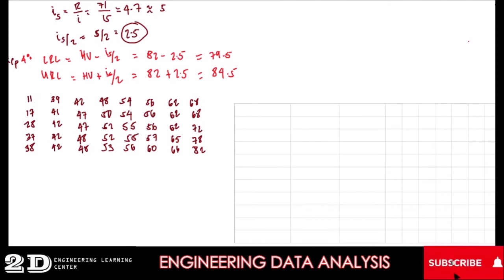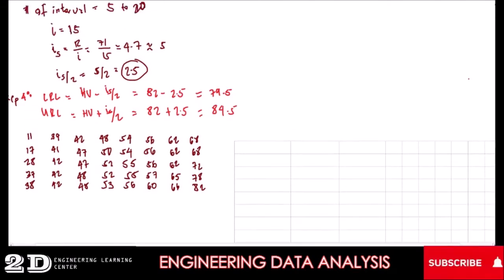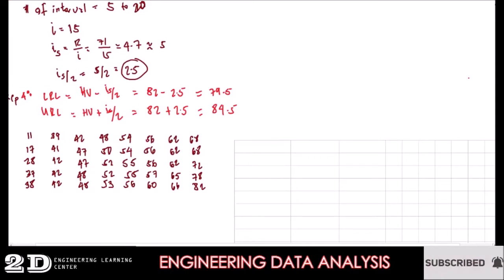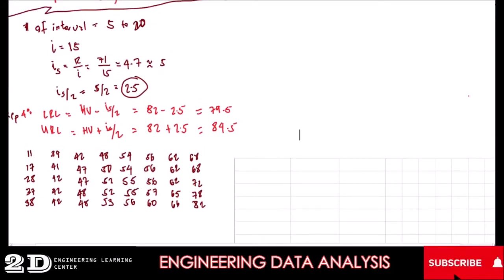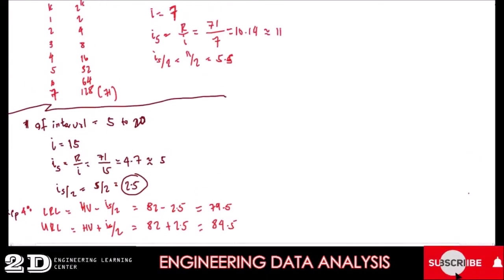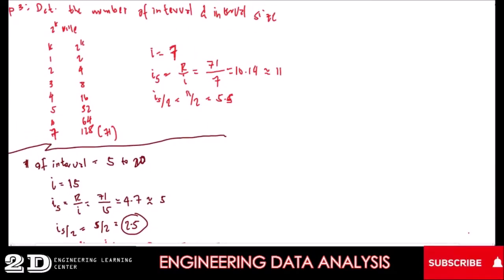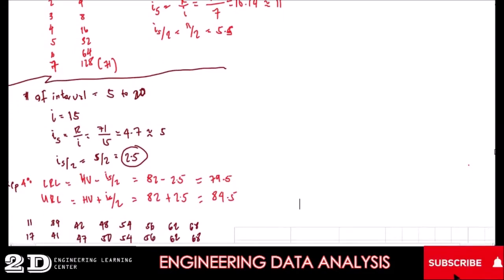So just to recap, we have here our given set of data, which is already arranged from lowest to highest. We use the number of intervals 15, so that will be the standard for our class. But if you are given the freedom to choose, you will use the 2 to the k rule. Selecting the range, the 71 range falls on the 7, so we will have 7 intervals if you are given the freedom to choose.